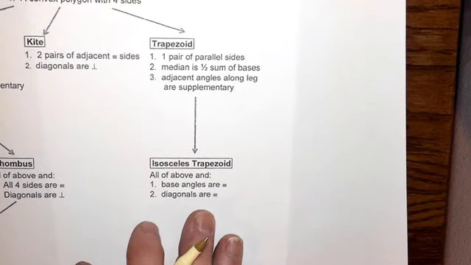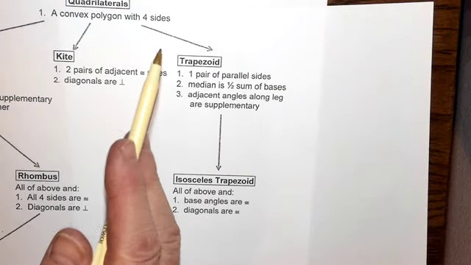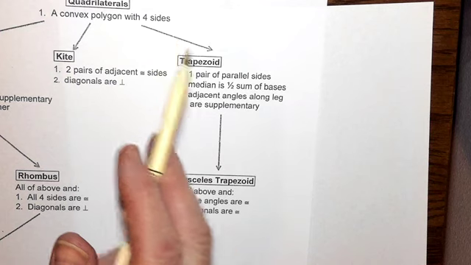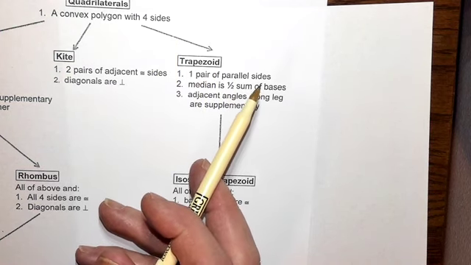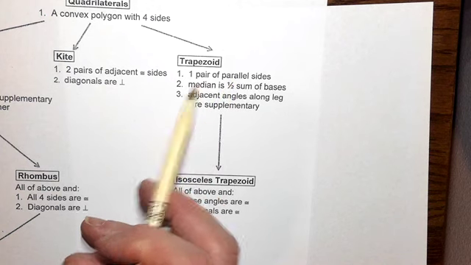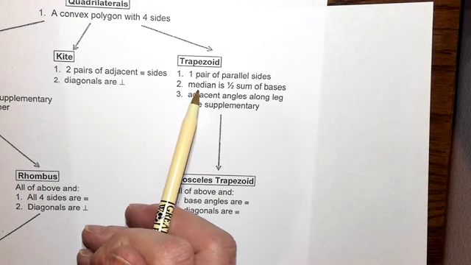The first of our types of quadrilaterals is called a trapezoid. We'll look at this sheet first, which has the information about trapezoids and their properties. It is a quadrilateral because it has four sides. But a trapezoid has one pair of parallel sides. So only one set of the sides is parallel to each other, not the other pair of sides.